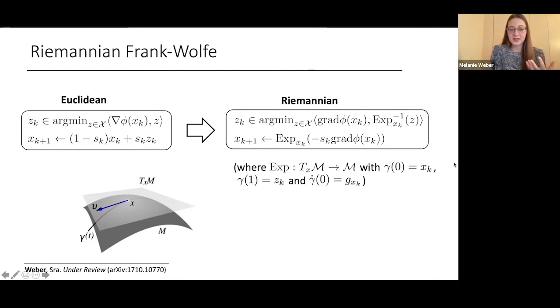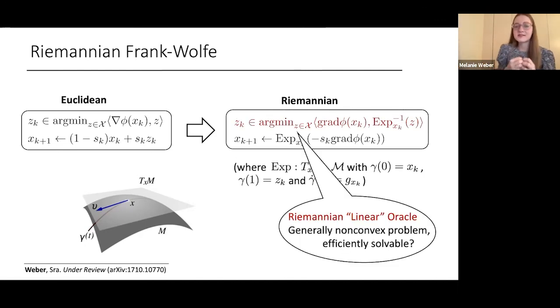So for getting that interpolation step here, we consider geodesics with a start point at xk and an endpoint zk, which is that extremal point that we get from the linear oracle. And then we step along that geodesic with our step size sk. So usually something like 1/k, which decreases with the number of iterations.